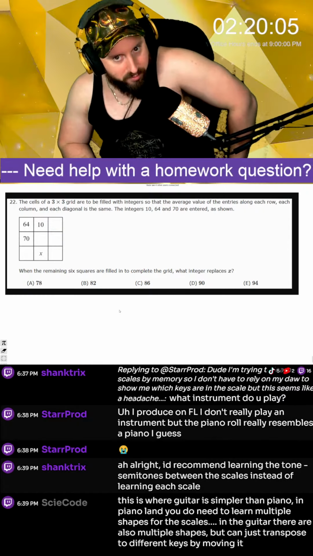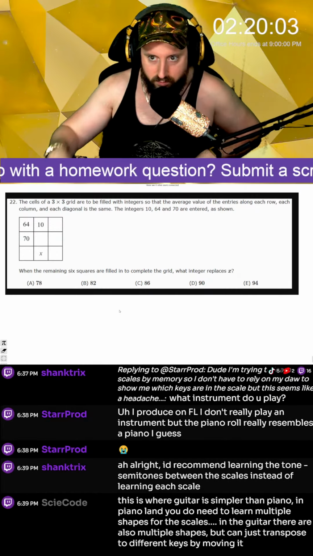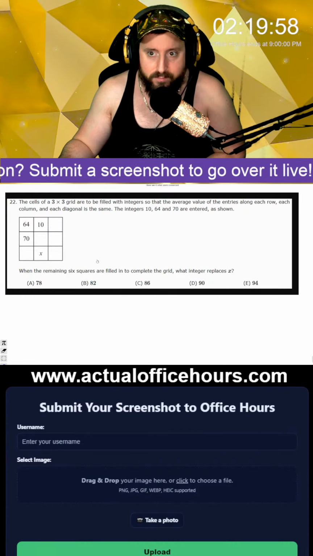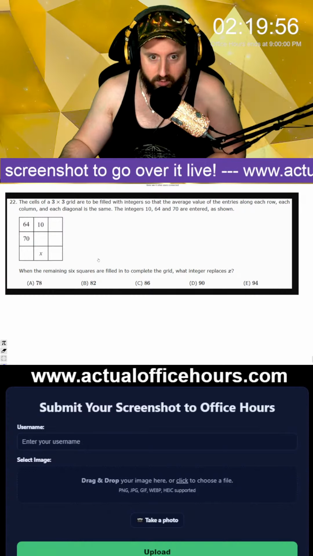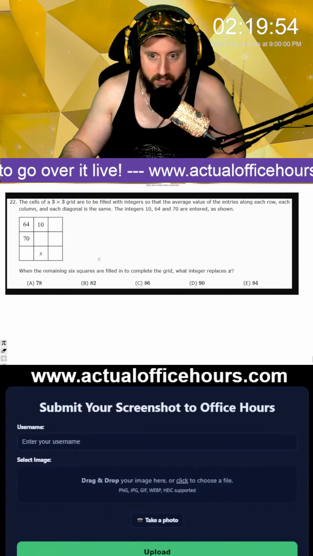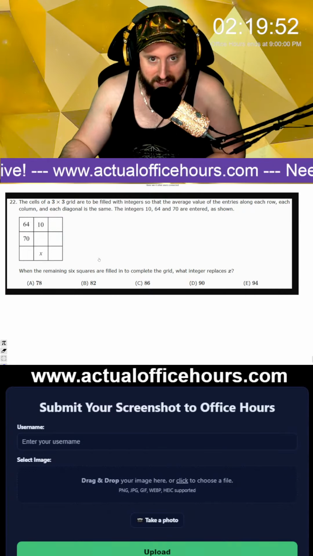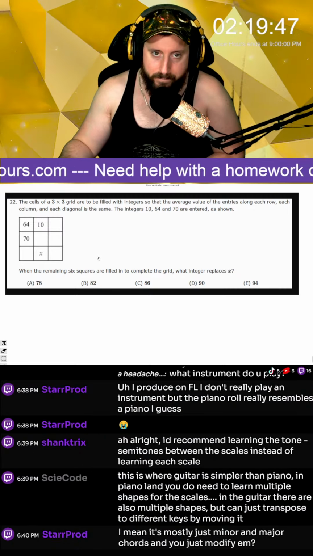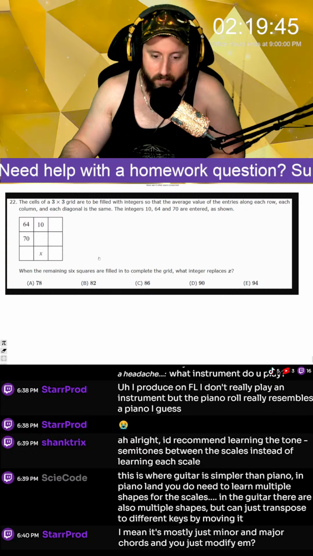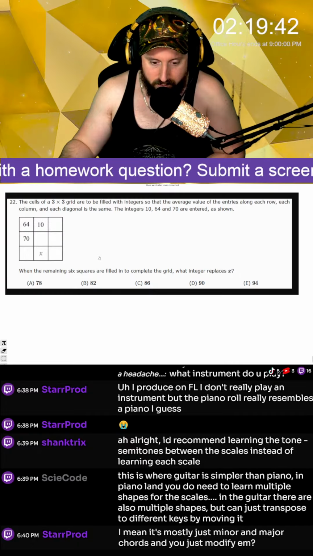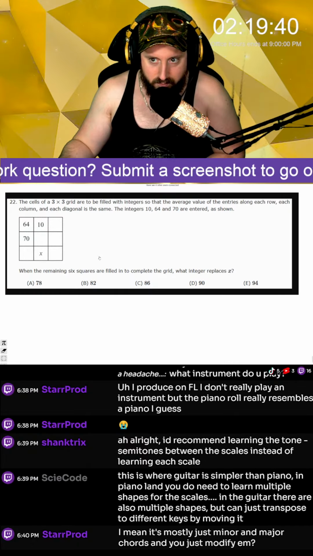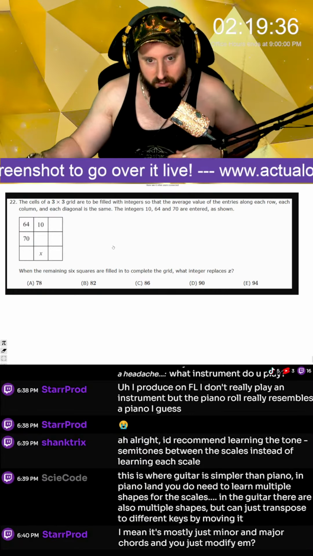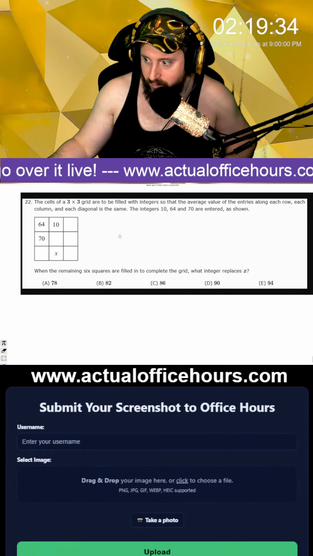All right, the cells of a 3x3 grid are to be filled with integers so that the average value of the entries in each row is the same. The integers 10, 64, and 70 are shown. When the remaining 6 squares are filled in to complete the grid, what integer replaces x? Ooh. Fascinating. The average value is the same. I feel like I just want to put in variables for things.